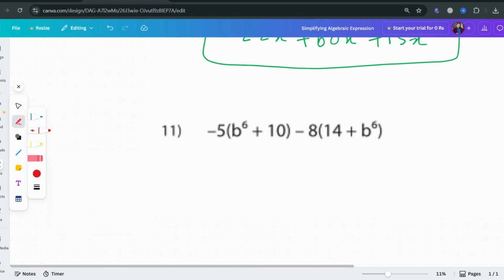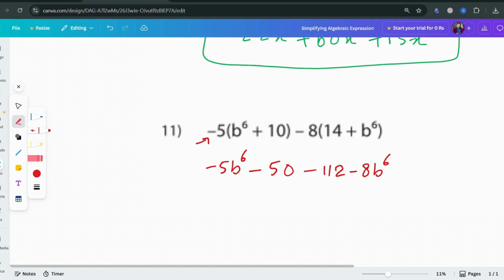So if I just solve it, minus 5 b to the power of 6, 5 times 10, that is 50. And one more thing, as you can see, it's a negative sign, so it will make this sign a negative number, okay? Because whenever you get a negative sign outside the parentheses, it will always reverse whatever the sign is inside the parentheses. So whatever the sign inside the parentheses, they will always be reversed. Next is 8 multiplied by 14, that's equivalent to minus 112 minus 8b to the power of 6.